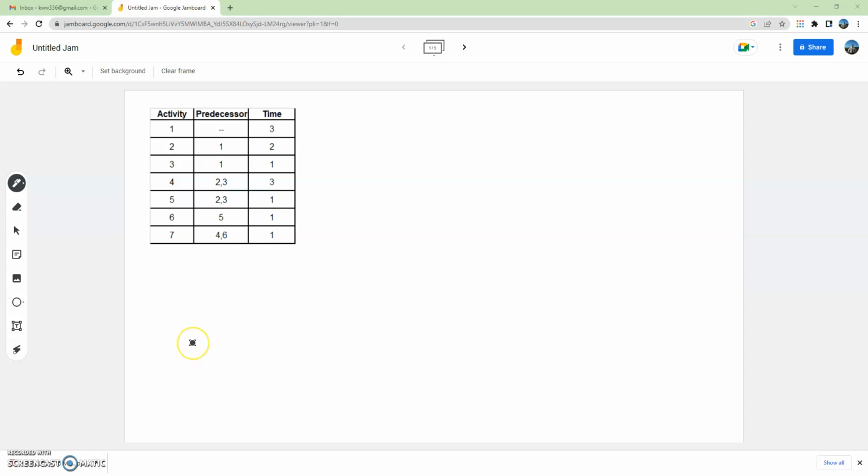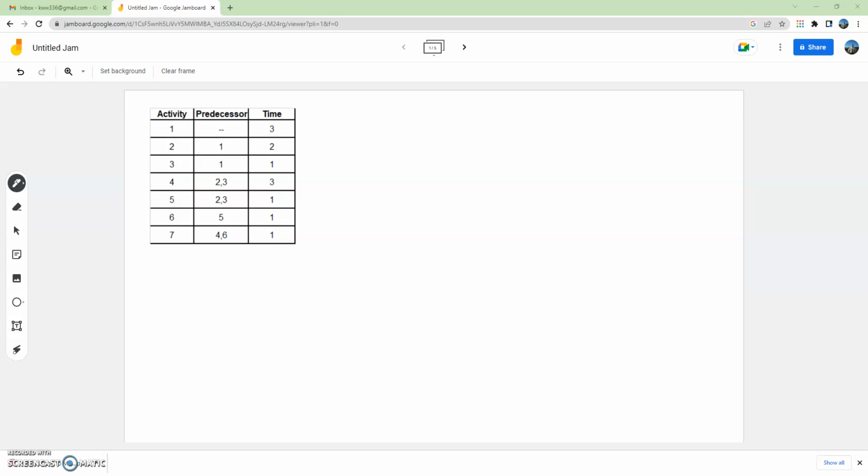So we're going to go through the three different types of situations that we are working with. First, just the basic one, CPM, Critical Path Management. So we have this project, 7 activities showing the predecessors and showing the activity time for each one of these. So I'm going to draw this out.